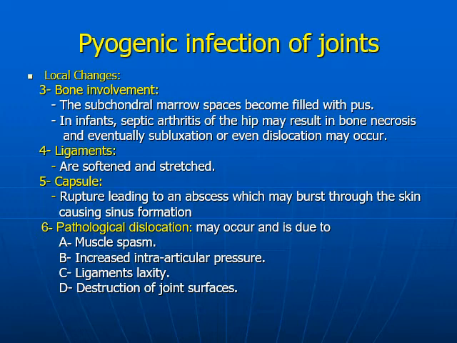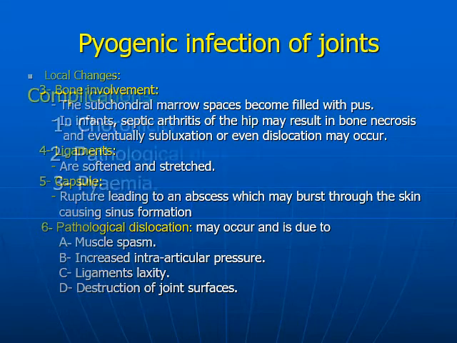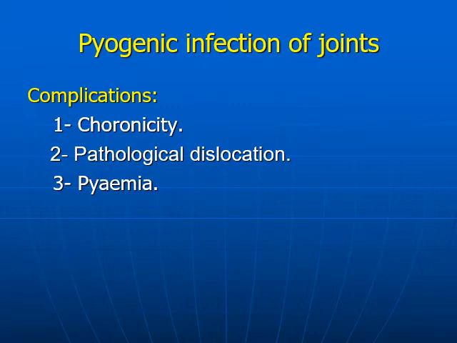And finally, we may get pathological dislocation, and this dislocation may be due to muscle spasm, increased intra-articular pressure, ligament laxity, and destruction of the joint surface. What are the complications of septic arthritis? Chronicity, pathological dislocation, and pyemia.